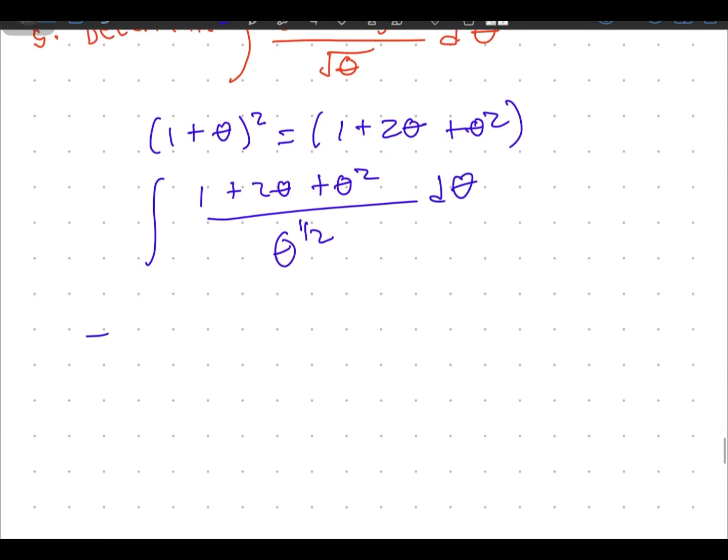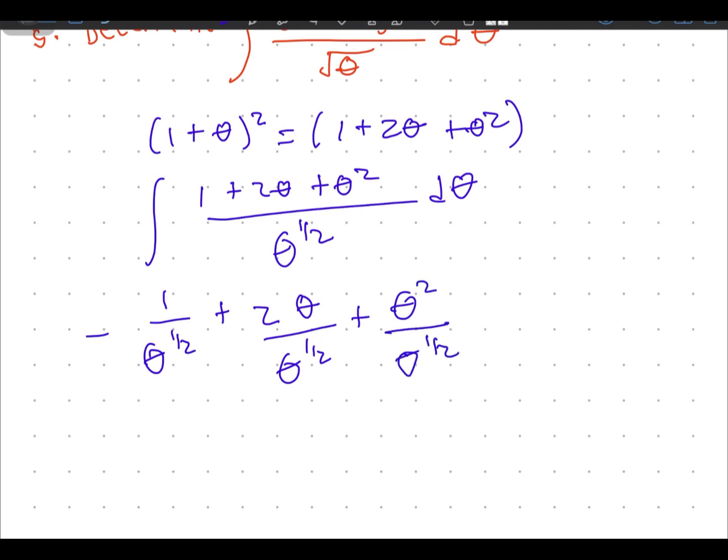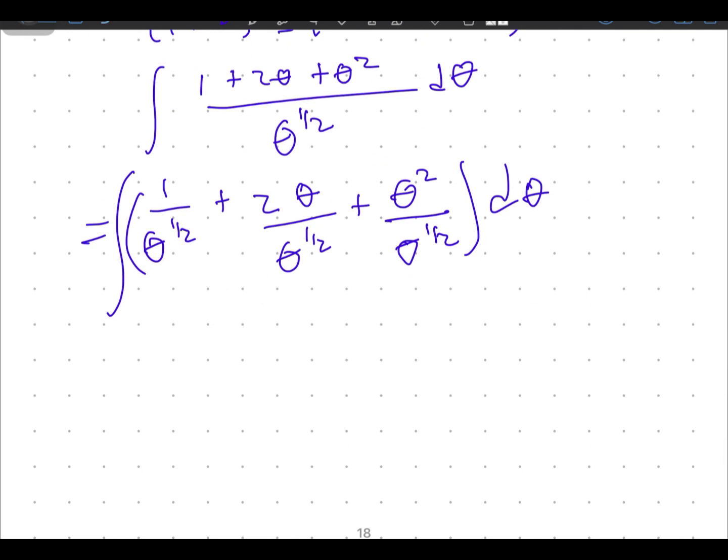When you further simplify it, what we are going to get is 1 over theta to the 1 over 2, plus 2 theta over theta to the 1 over 2, plus theta squared over theta to the 1 over 2. And then don't forget there's the integral of it, d theta. So here you can just simplify it this way. Theta, integral of theta to the negative 1 on 2.